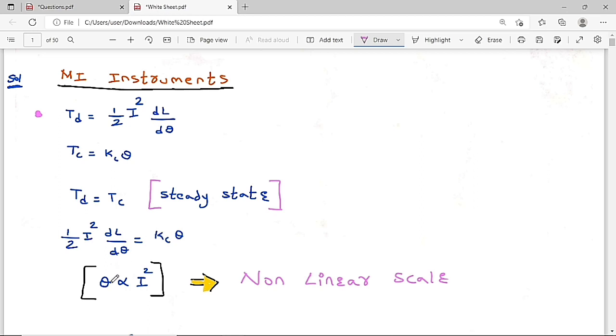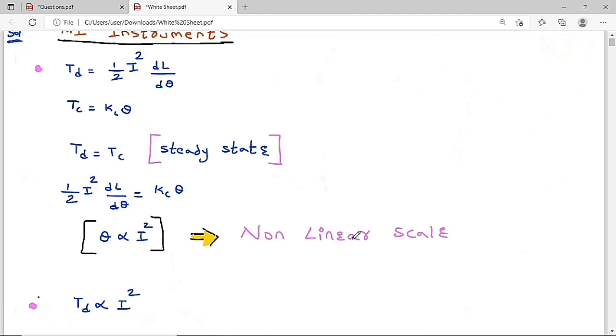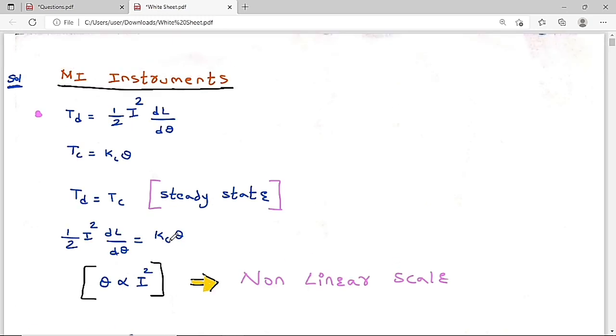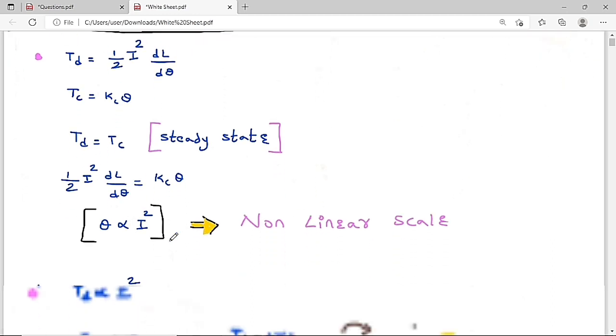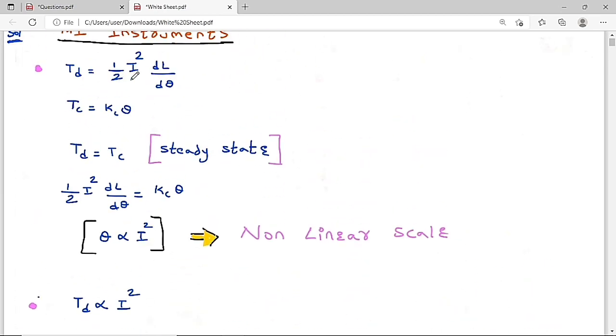From this we can say theta is directly proportional to I square. So the relation between theta and the current is non-linear. Therefore, we can say it is a non-linear scale, or simply a scale that is not uniform, because the relation between theta and the current is non-linear. So we can conclude that MI instruments have a non-linear scale for current measurement as well as voltage measurement. The next one, you can see clearly, Td is directly proportional to I square.